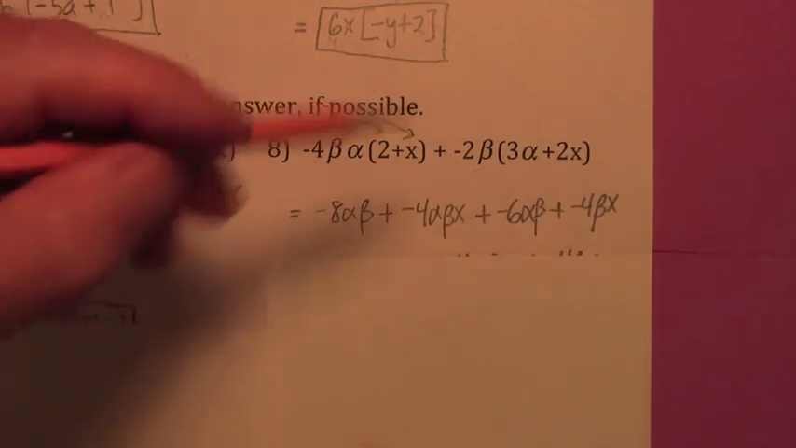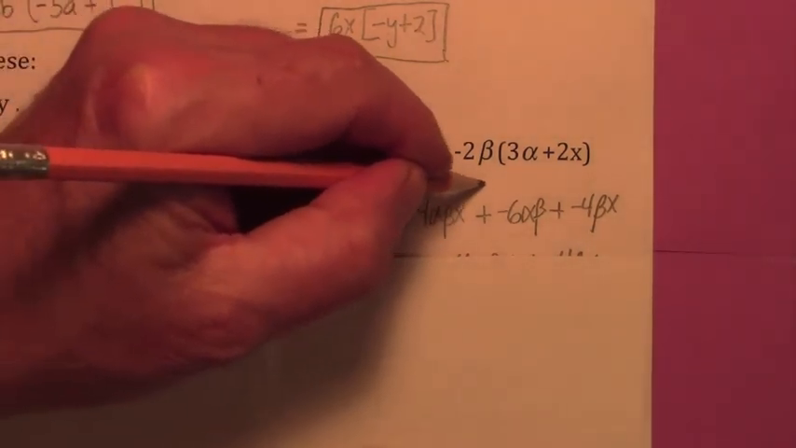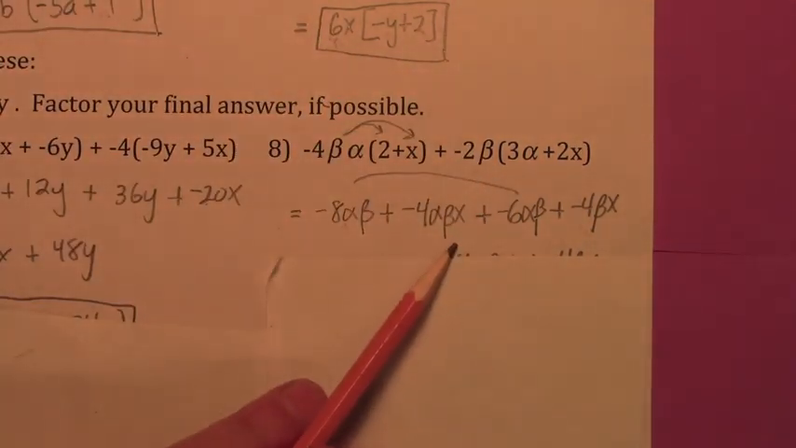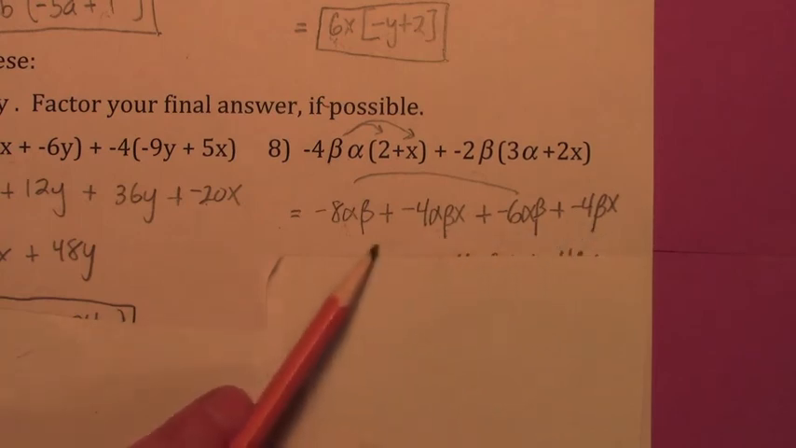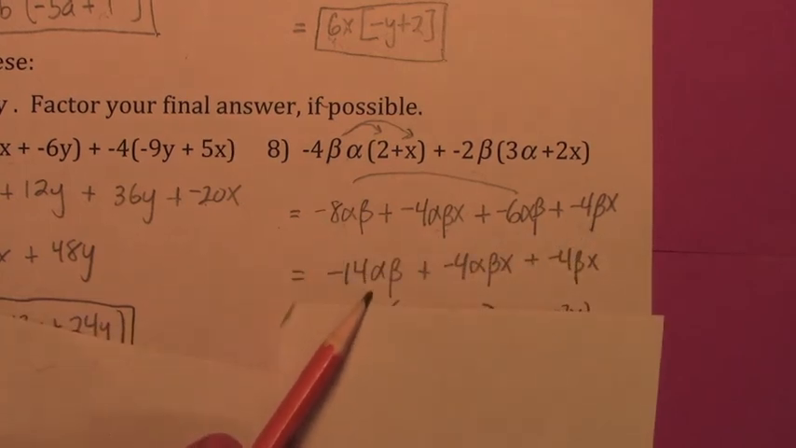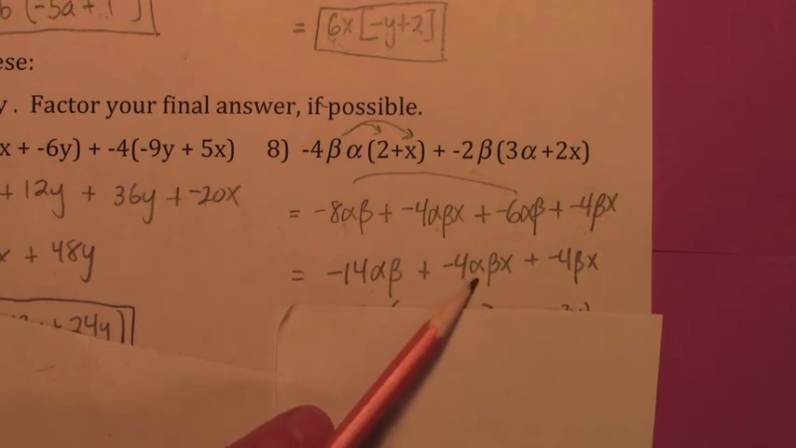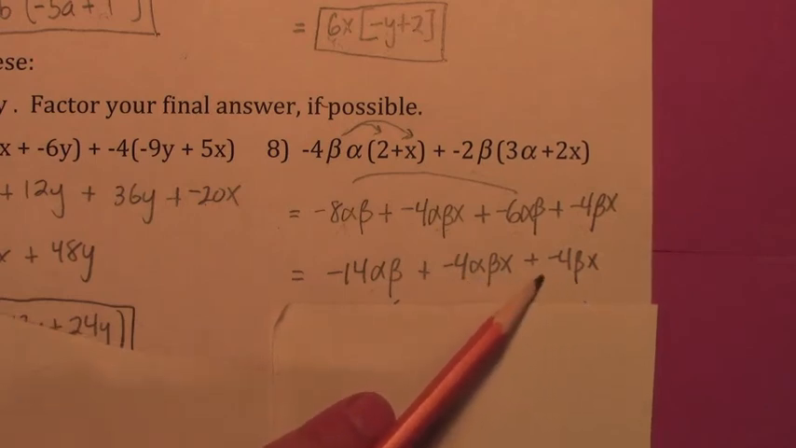I think these are like terms. This and this are like terms. That's the only like terms. Because this has a beta x. This has an alpha beta x. So these are not like terms. What do you get when you add those together? You get negative 14 alpha beta. You just got to leave this as negative 4 alpha beta x plus negative 4 beta x.